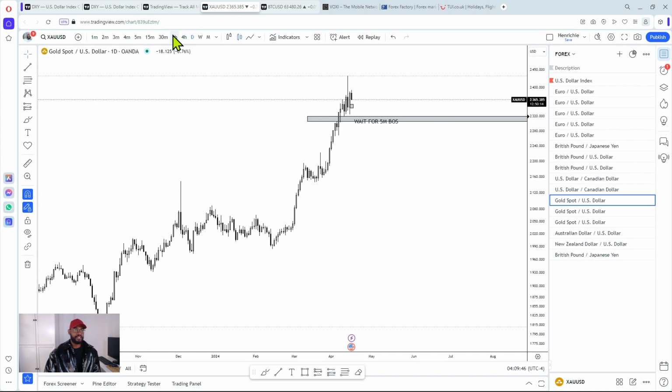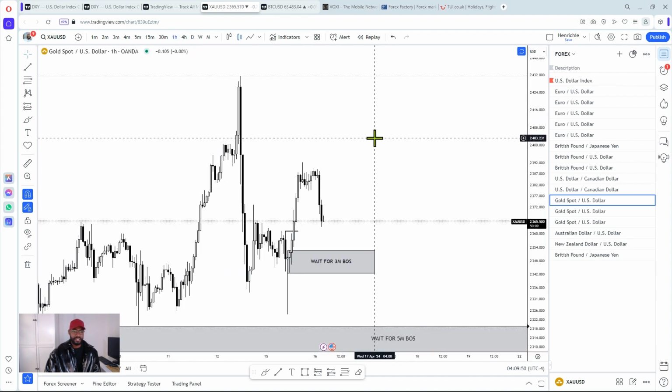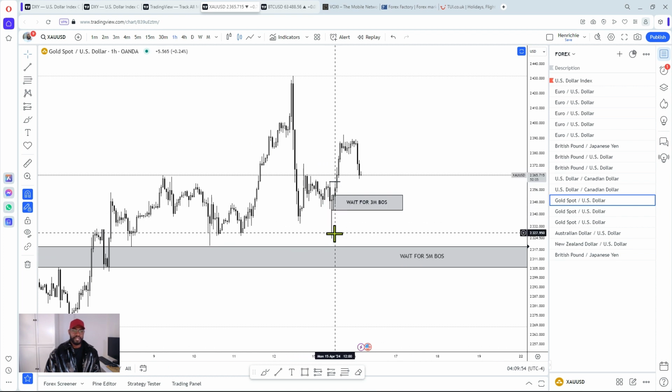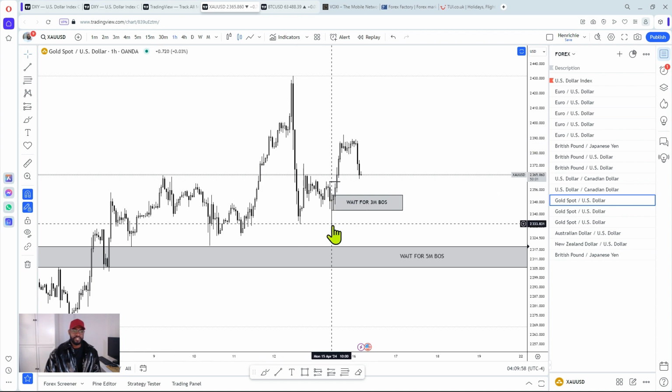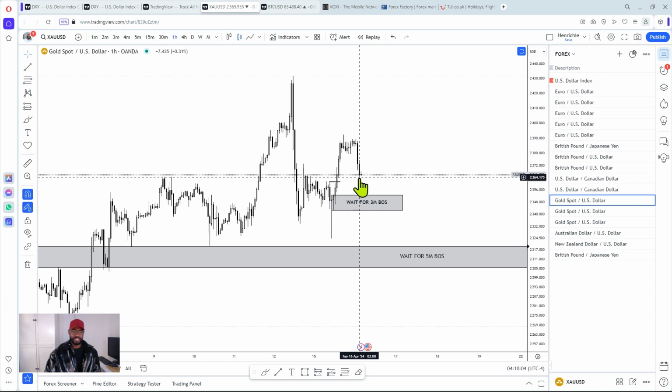So gold, yesterday I took a buy on gold, and price eventually reversed and went straight to the stop loss. My stop loss was resting right here. Price went straight to my stop loss. My take profit was here, it went straight to my stop loss, took it, came very close to my take profit position, and then we're seeing this rejection.